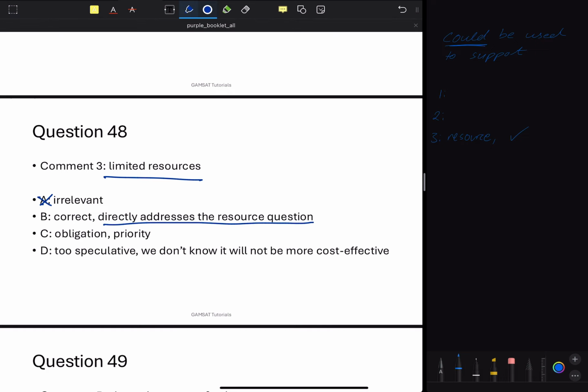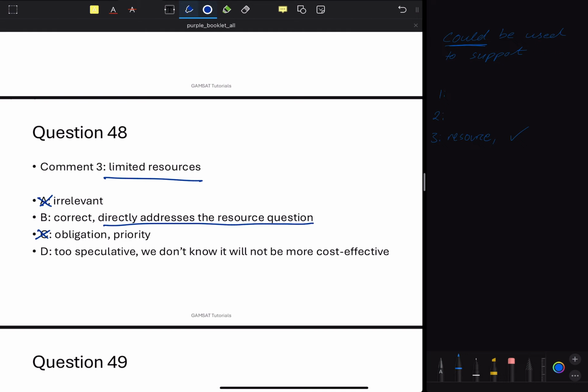C, an obligation and priority. That's talking about how we use resources. That's not actually talking about the limited resources. And the first bit, the obligation, the community has an obligation to care for. Again, that does not cover the resource argument. So that's not directly addressing the comment. And then D is too speculative, because we don't know if it will be more or less cost effective with these legal challenges. So that's why the answer is B.